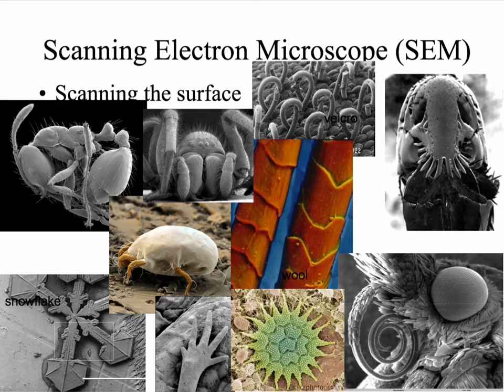The second type of electron microscope is the scanning electron microscope, the SEM. This microscope takes a picture by scanning the surface and gives us a three-dimensional picture of the object we're looking at.